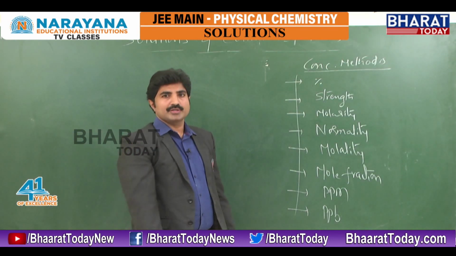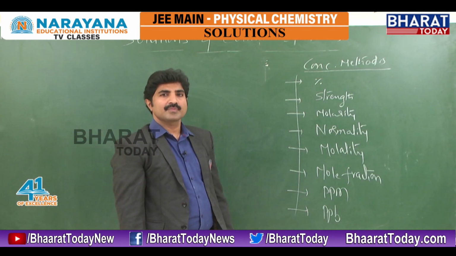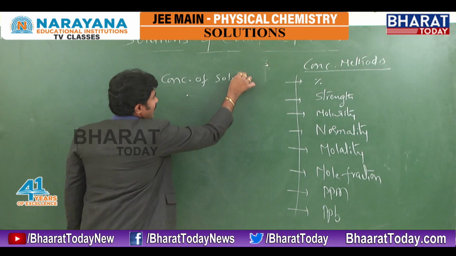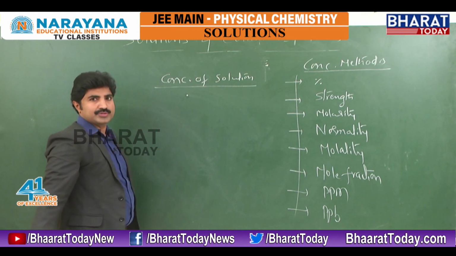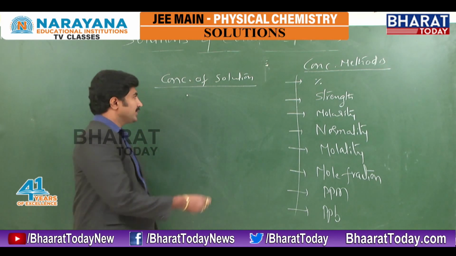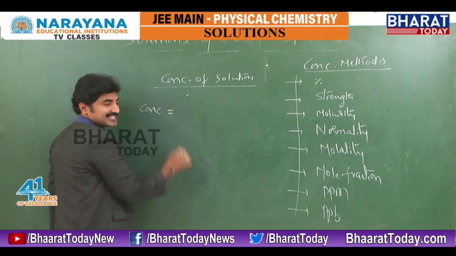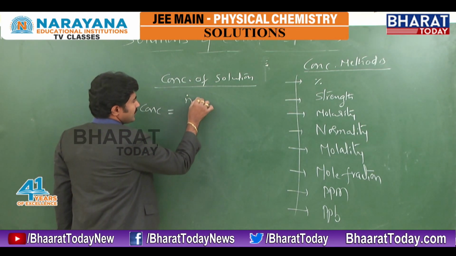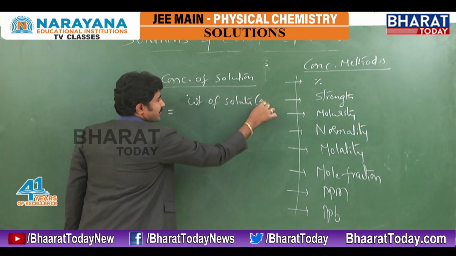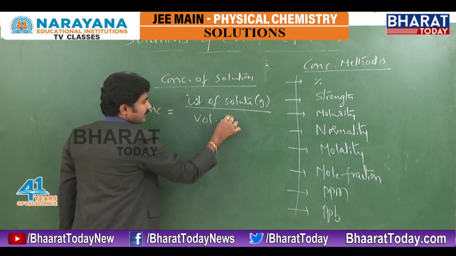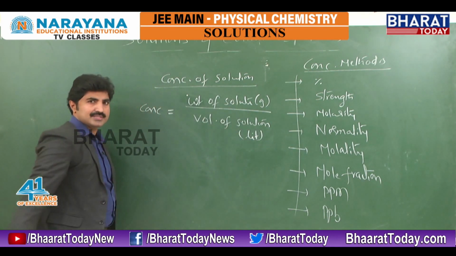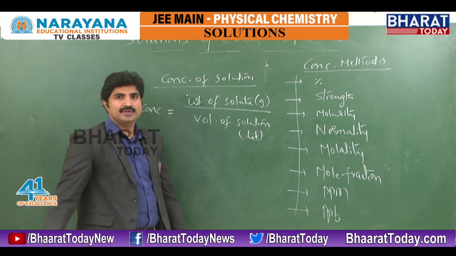Okay, for every solution there is a definite concentration. How do we express the concentration of a solution? Concentration of the solution represents how much solute is present in a given volume of the solution. It is simply expressed by this expression: concentration is equal to the weight of the solute in grams present in a given volume of the solution in liters. This is the general concentration expression.